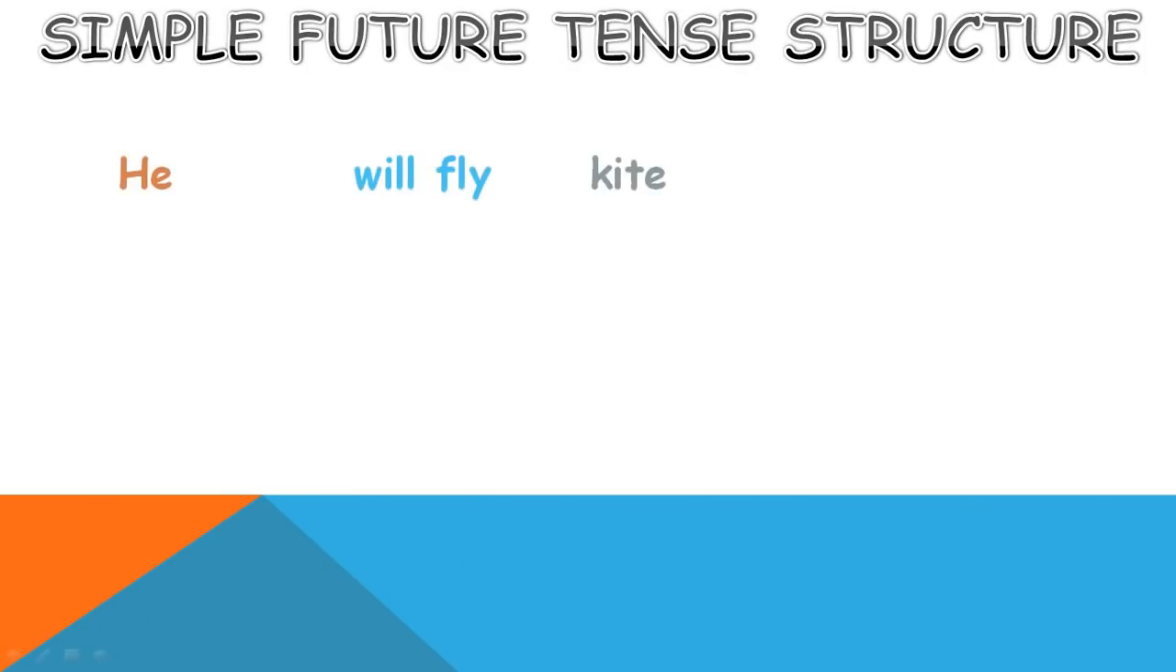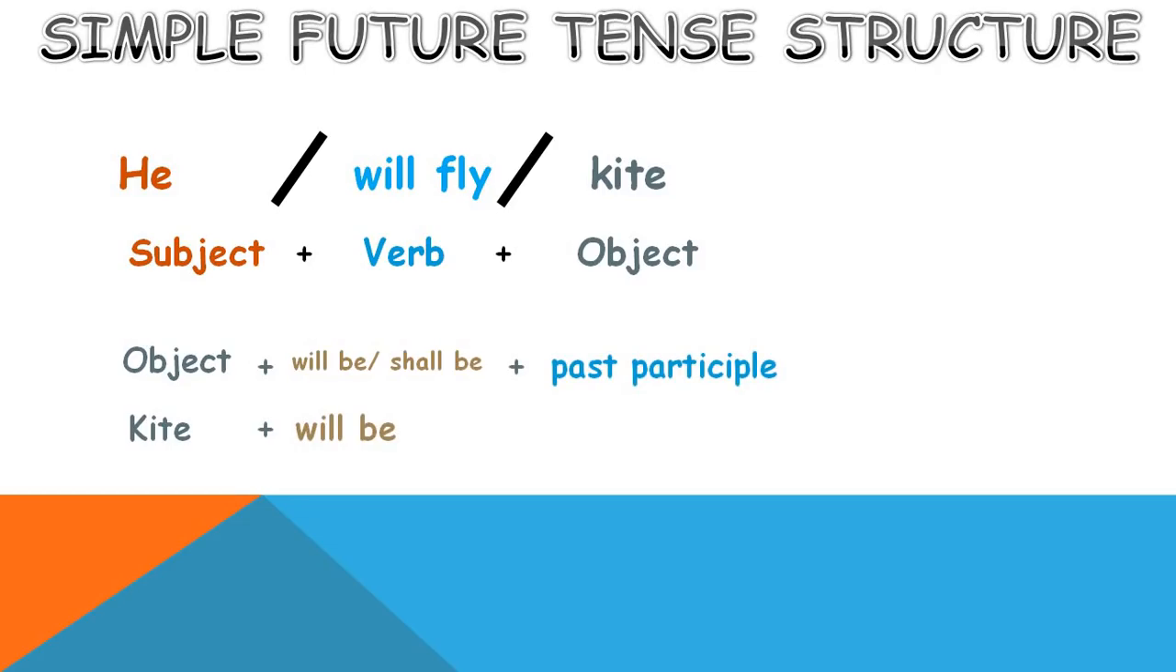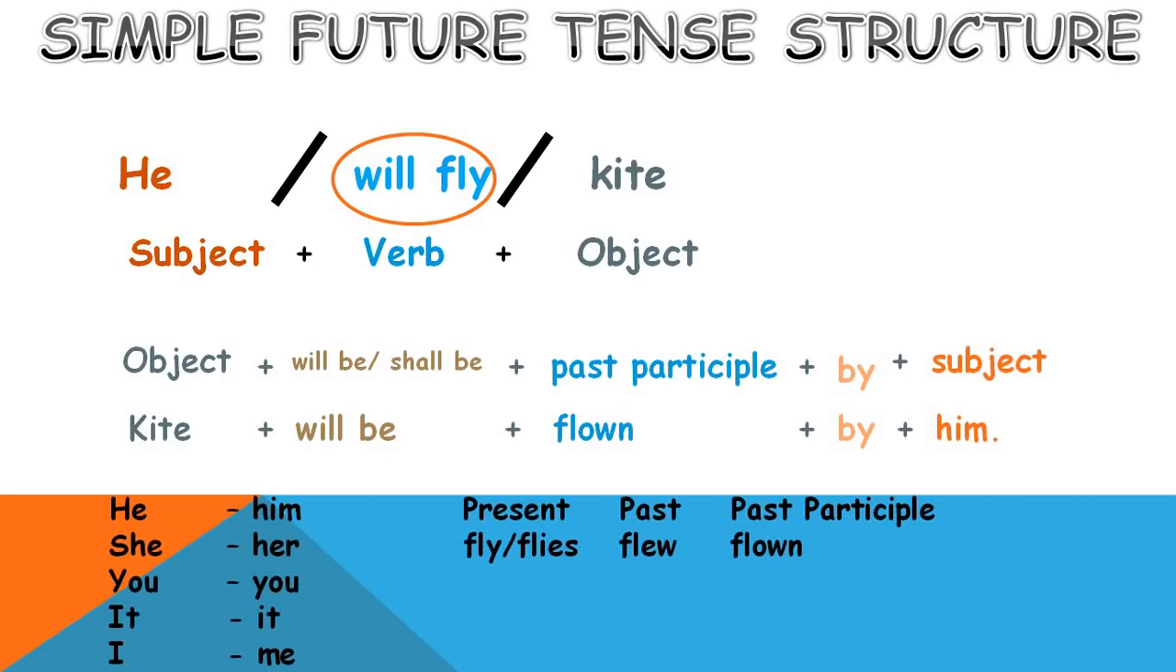Simple future tense structure. "He will fly kite." How will you break this? "He" is the subject, "will fly" is a verb, and "kite" is the object. So in the passive voice, you need to get the object in the front plus "will be" or "shall be". Here, as you're saying, "he will fly", so it would be "kite" plus "will be", the past participle of the verb. What is the verb here? Fly. So the past participle of "fly" is "flown" plus "by". "He" will become "him". Okay, so what is different over here is we need to add "will be", or if you have "shall" in the sentence, along with "shall" and along with "will", you need to add "be" to it. Rest all the structure remains the same.